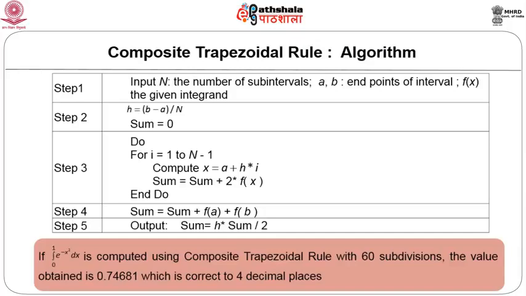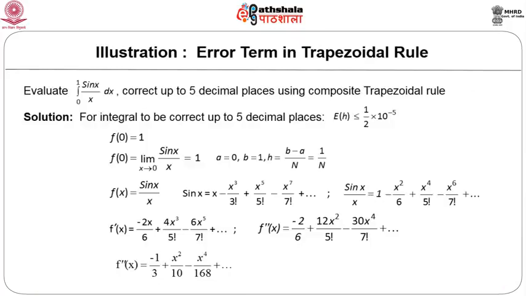Programming code for the same is given in the e-text, so you can refer to the e-text for the programming code. So here we got the answer for the integral from 0 to 1 of e raised to minus x squared dx as 0.74681, which is correct to 4 decimal places by taking 60 subdivisions.